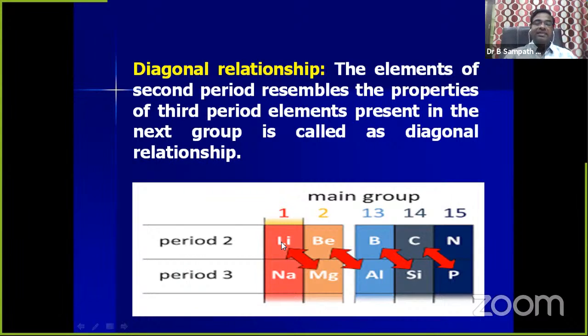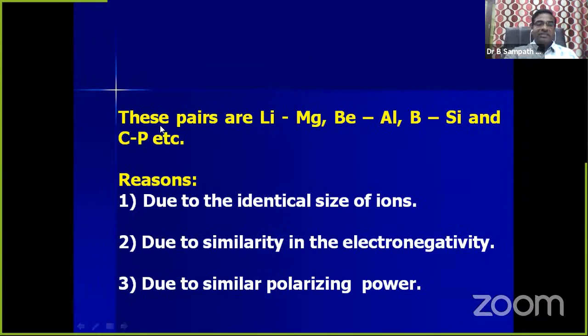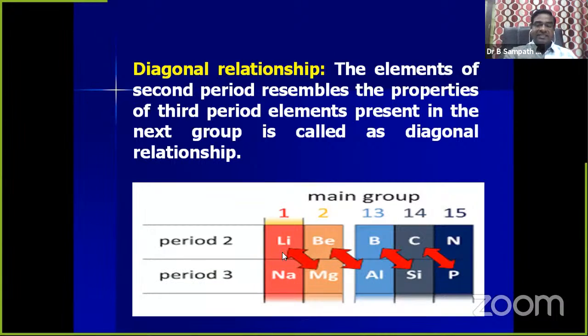So like that, lithium and magnesium, beryllium and aluminum, boron and silicon, carbon and phosphorus show similar properties, which we call the diagonal relationship. So this is like diagonal. That's why this is the diagonal relationship. So actually these are the pairs, children: lithium and magnesium, beryllium and aluminum, boron and silicon, carbon and phosphorus. Here the atomic number difference is 9, children.